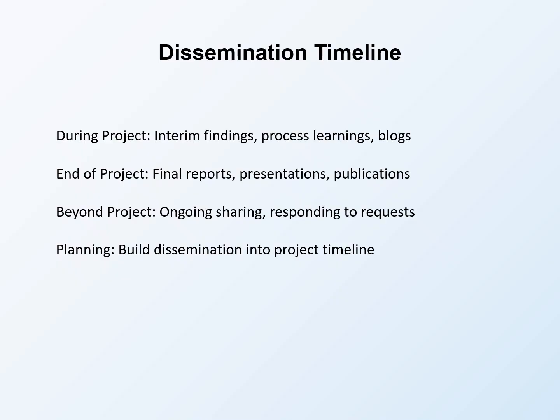Dissemination calendar should identify specific products, target audiences, channels, and timing for dissemination activities. This calendar helps ensure dissemination receives attention throughout the project rather than only at the end.